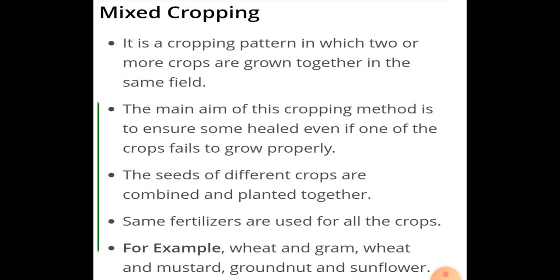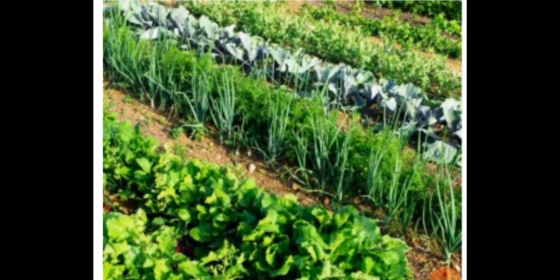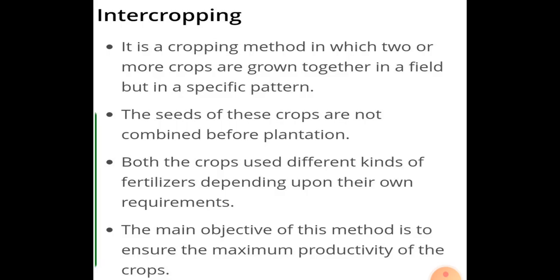So this type of combination is usually used by the farmers in order to get the crops. Now next, you can see in the figure, this is mixed farming. As you can see, different rows of different crops are grown parallelly. Now next is your intercropping. In this method, two or more crops are grown together but in a specific pattern.